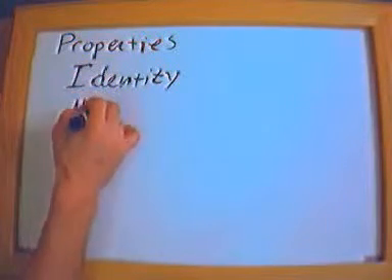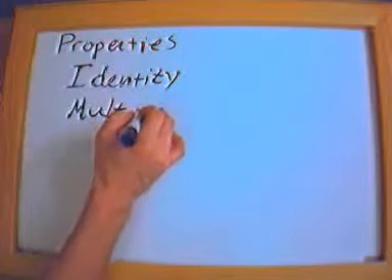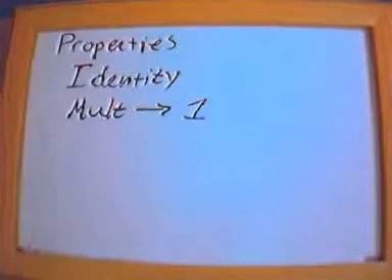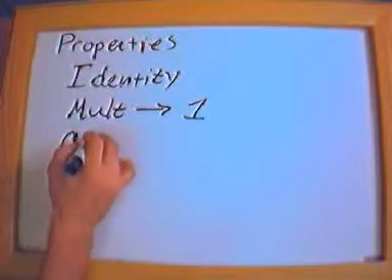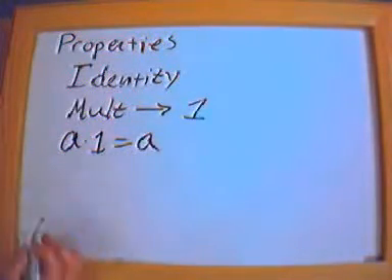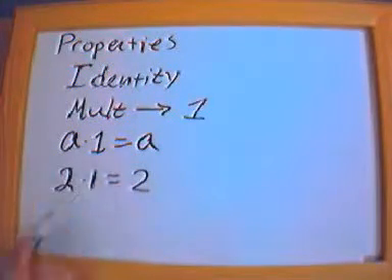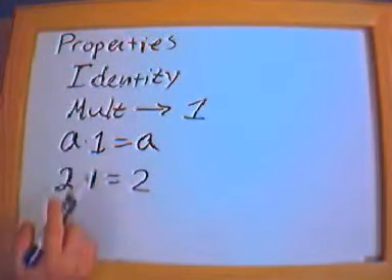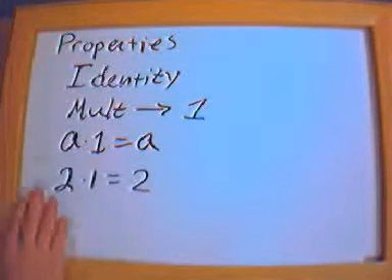The identity number for multiplication and also for division is 1. That's the magic identity number for multiplication. Why? Because A times 1 is equal to A. In numbers, 2 times 1 is equal to 2. It's the magic number that I use to multiply, and I end up where I started. That's why it's an identity. Okay?